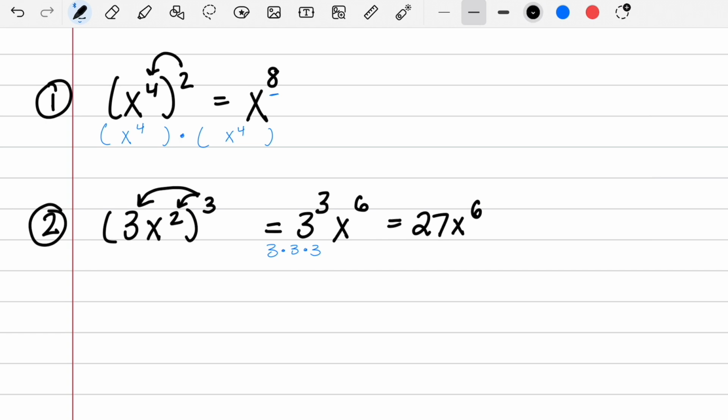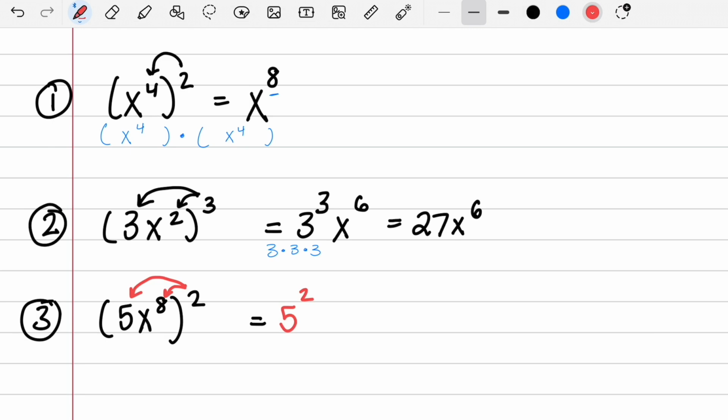Now you try one on your own. Let's look at 5x to the power of 8, all raised to the power of 2. Go ahead and pause this video right here and try this one on your own. All right, so just like in the previous problem, we are going to take our power of 2 and distribute it to the 5 and that little 8 exponent. When you do that, you will get 5 squared, x to the power of 16, because we are multiplying.